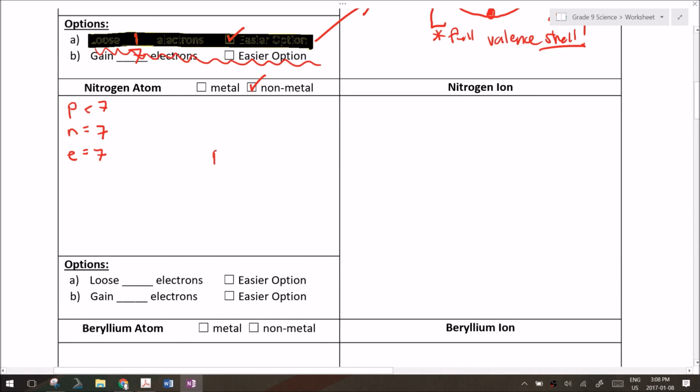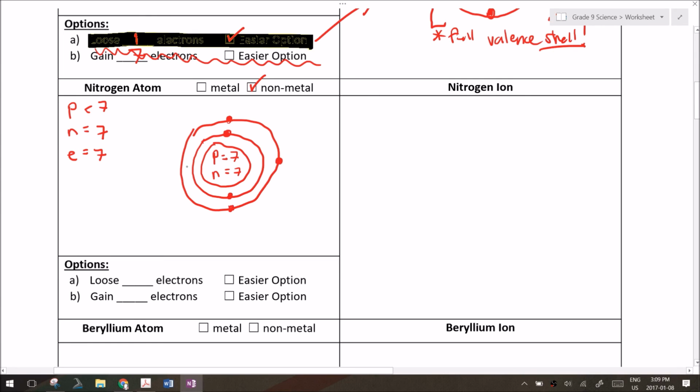We'll draw the nucleus. And then we will place our electrons. First shell has 2. Next shell, we need to fill 7 electrons, so that we already have 2, so we're going to do 3, 4, 5, 6, and 7. So right now we have 1, 2, 3, 4, 5 valence electrons.